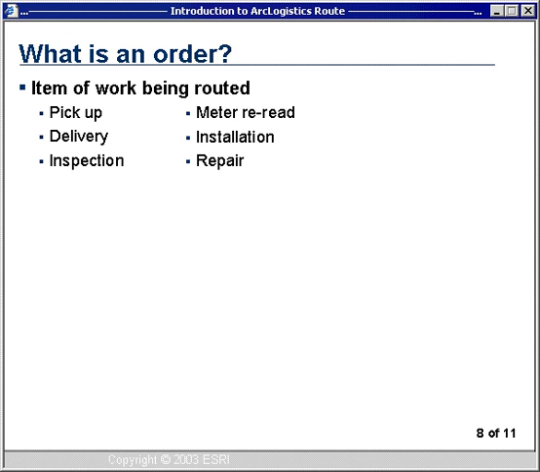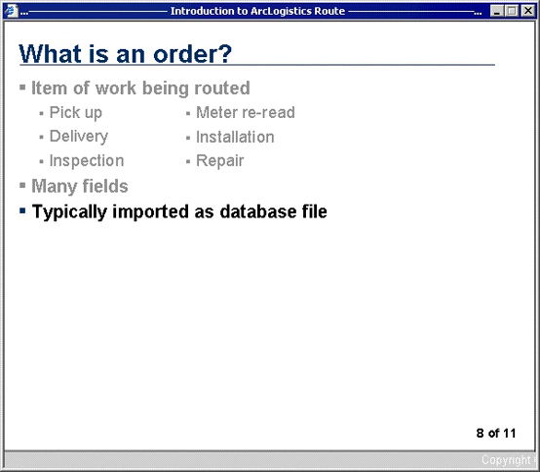An order is an item of work that needs to be routed. It could be a pickup or a delivery, an inspection, a meter reread, an installation of something, a repair, a service call. Could be any number of things. Orders have many fields, of which some are for routing parameters and some are for customer detail and reference. Most organizations import orders from an external file. The process is simple and I'll demonstrate it in a few minutes. ArcLogistics Route can import a file from just about any ODBC compliant database file such as Access, Text, CSV, DBF, Excel, FoxPro.